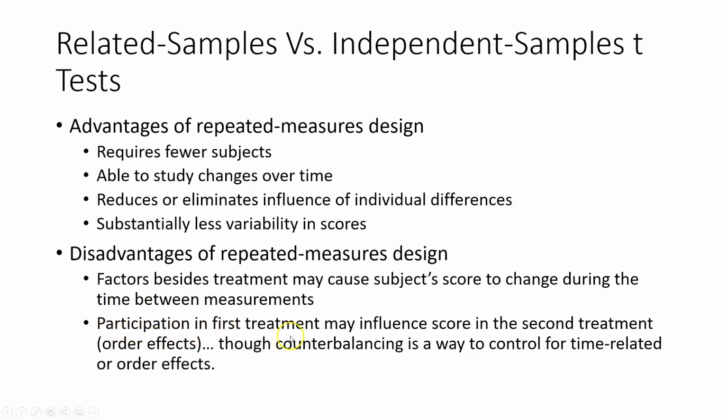Also, participation in some first treatment may influence scores in the second treatment. These are called order effects. You can counter this by using what's called counterbalancing, so that's a way to control for the time-related order effects, but these order effects can be what's considered a confounding variable.